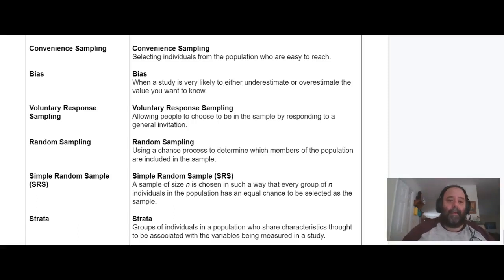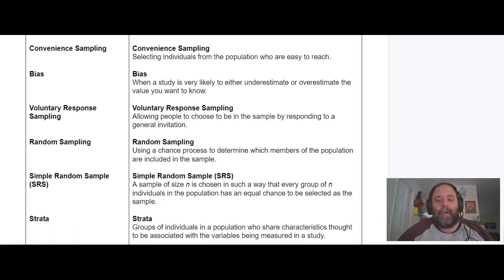That creates what we call bias, okay? Bias is usually a situation where you have a high probability of either collecting data that overestimates what you want to know or underestimates it, right? So you want a sample to be pretty close to the measurement you would get if you took the census. The further you get from that, the more bias your sample has.